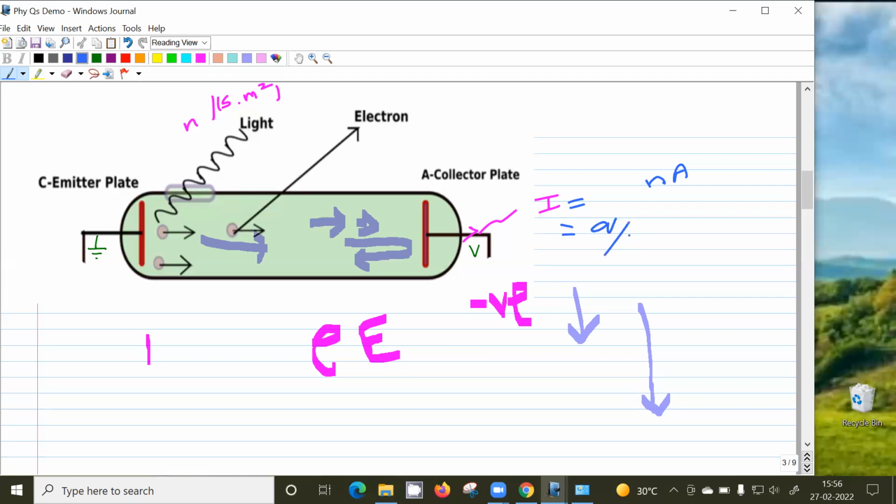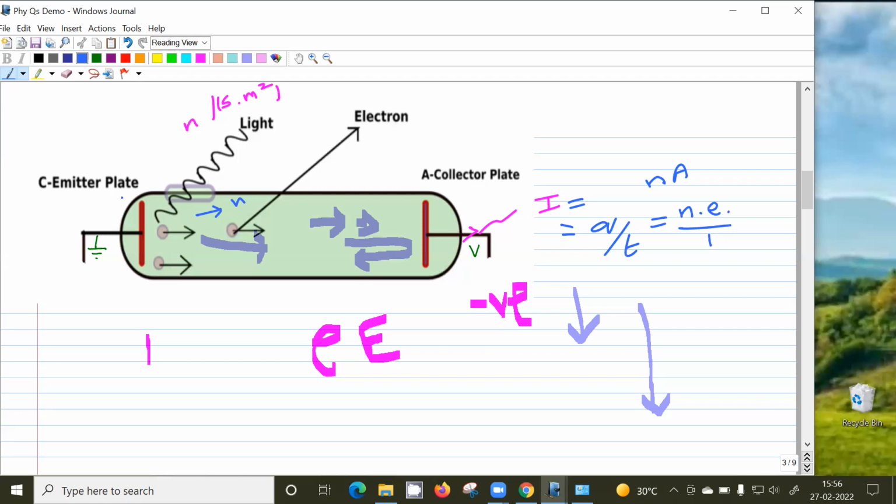Yes, sir. Okay, so you have to find the total charge which is passing through this wire in unit time. So if there are n photons, how many electrons will come out? N electrons will come out, right? So n electrons means what is the charge? N into e. Okay, this is the total charge in 1 second.